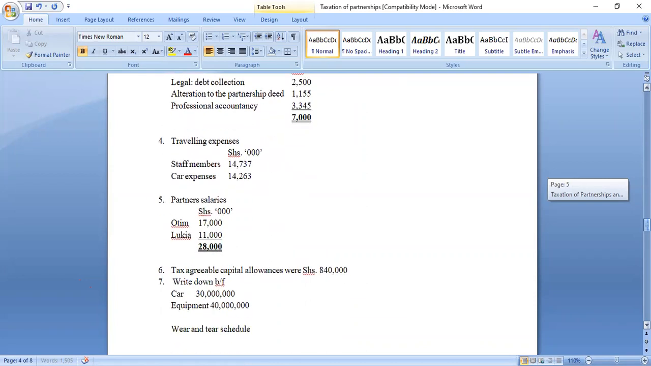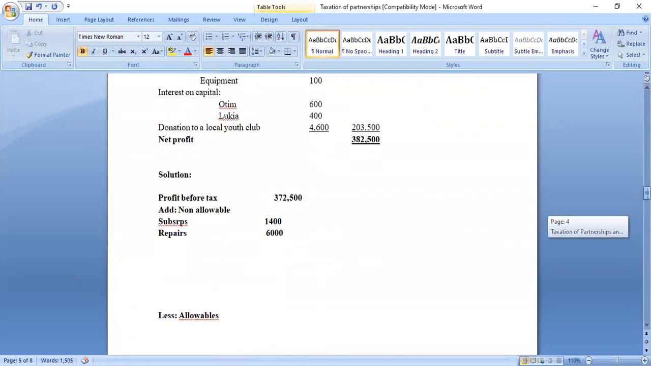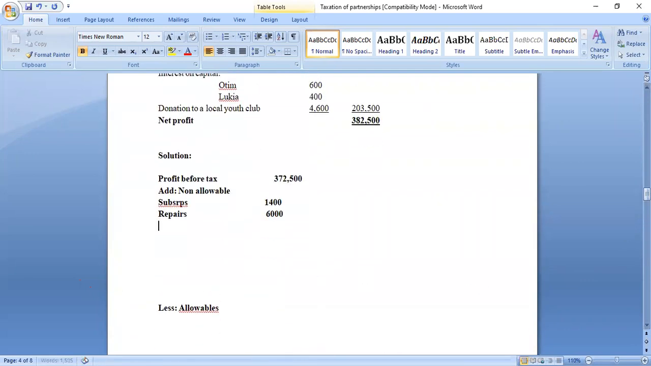Now we have partner salaries. So partner salaries, we're saying they're not allowable. I'll just take a solid figure, 28. So partner salary, we know it's not allowed. For now, partners' salary, you put 28,000.